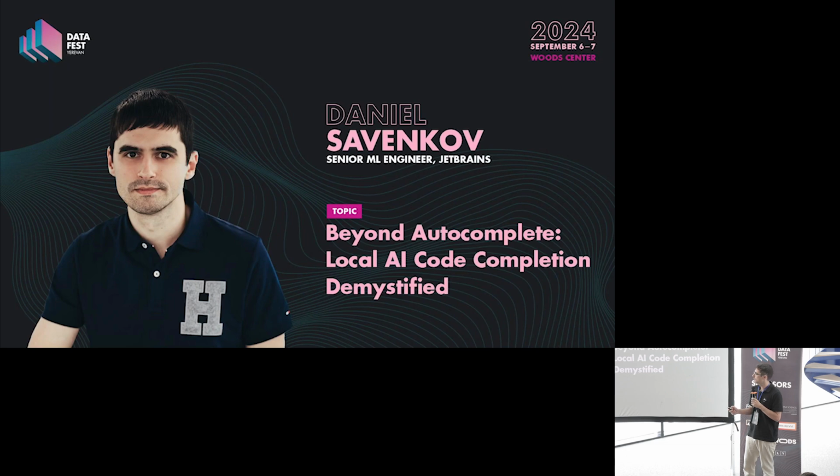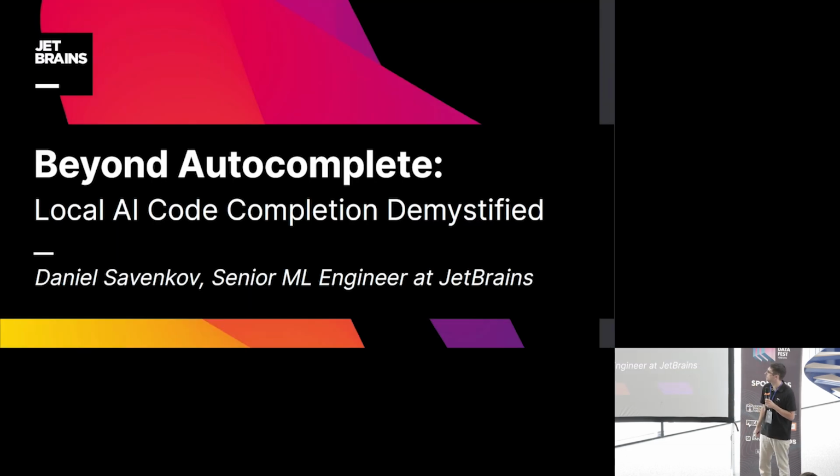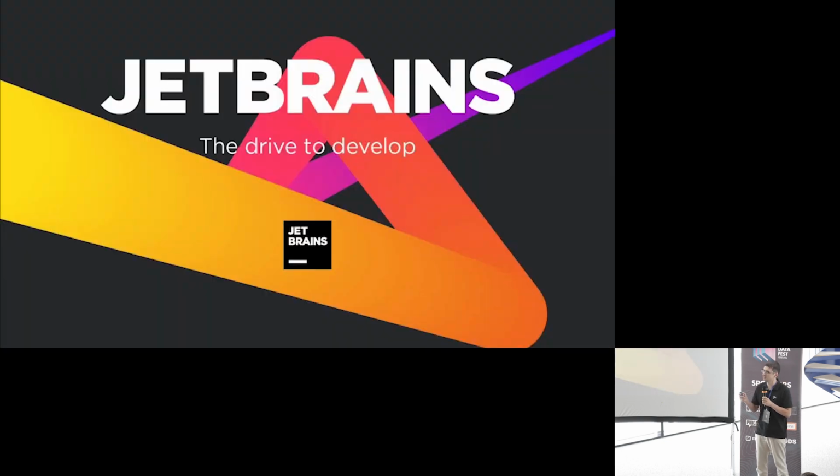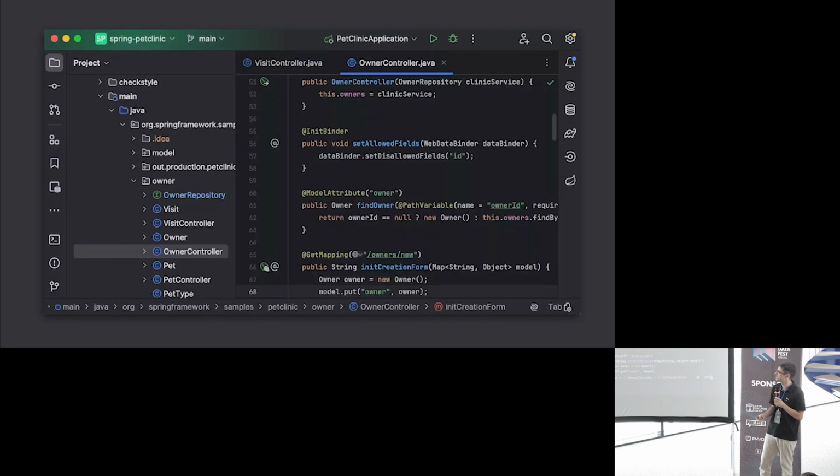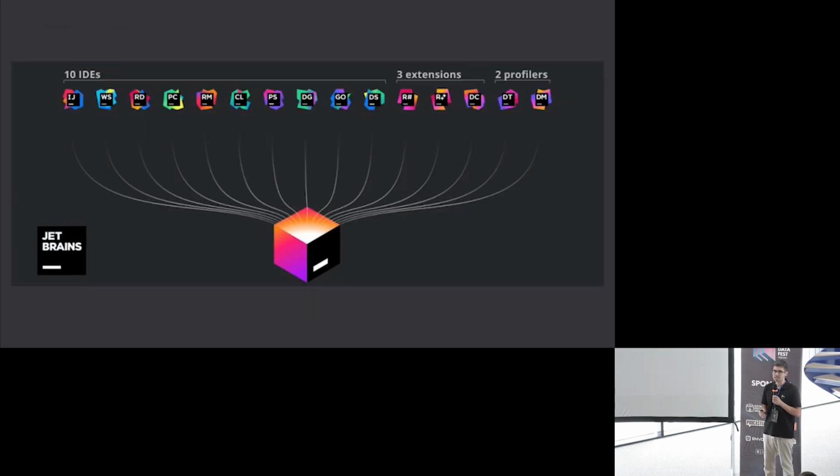But first of all, what is JetBrains? Okay, JetBrains is a software development company. The main products of JetBrains, as some may know, are IDEs, integrated development environments for software developers. There are many of them, and since April, as I said, the majority of these IDEs are equipped with an out-of-the-box local AI code completion experience, and that is the topic of today's talk.